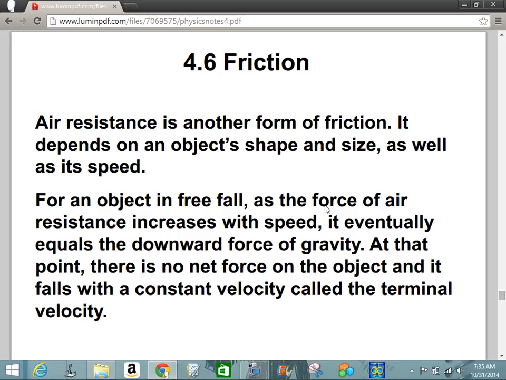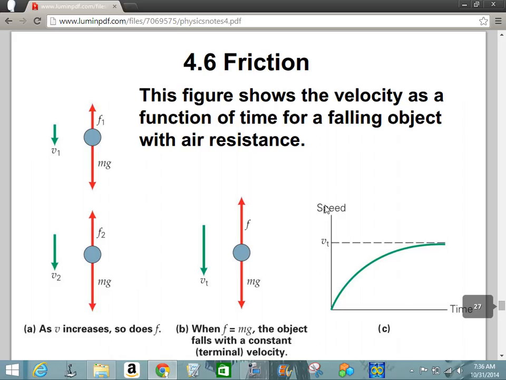For an object in free fall, there is a force of air resistance that increases as the speed increases, and eventually it equals the downward force of gravity. At this point, no net force is applied on the object, and it falls at a constant velocity, and we call that the terminal velocity. So if a human being jumped out of a plane at 10,000 feet in the air, at some point in time, the human being will not accelerate. They will just reach what we call a terminal velocity.